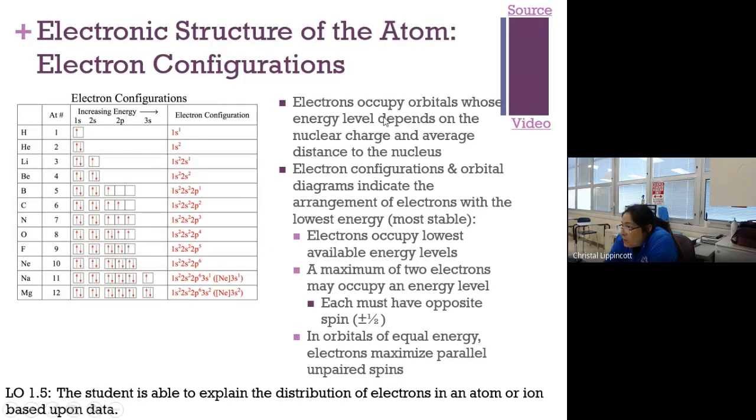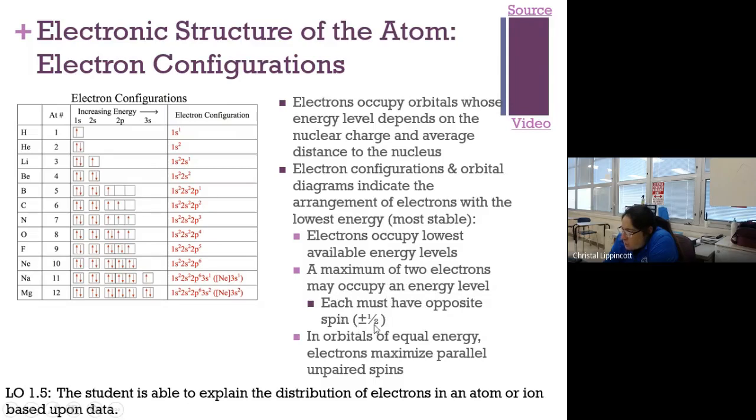All right, electrons occupy orbitals whose energy level depends on the nuclear charge and average distance to the nucleus. Electron configurations and orbital diagrams indicate the arrangement of the lowest energy, most stable form. Electrons occupy the lowest available energy level. When you were in regular chem, I made you walk in and sit in a certain way and everything. Okay, a maximum of 2 electrons may occupy each energy level.